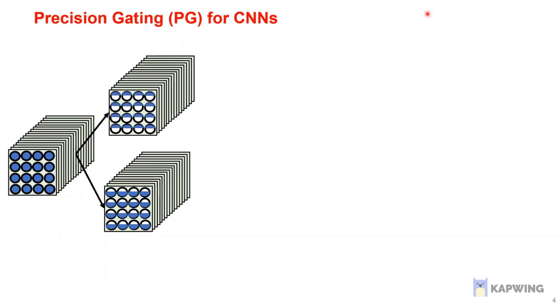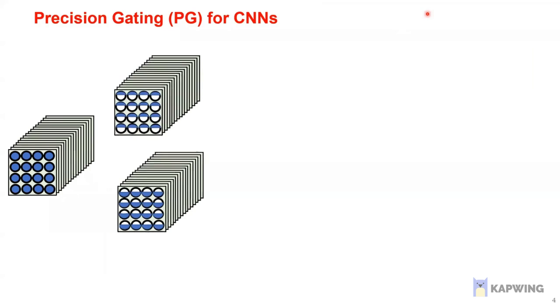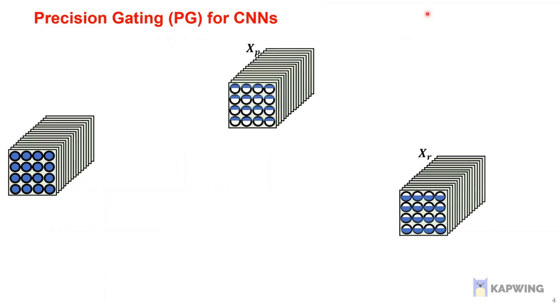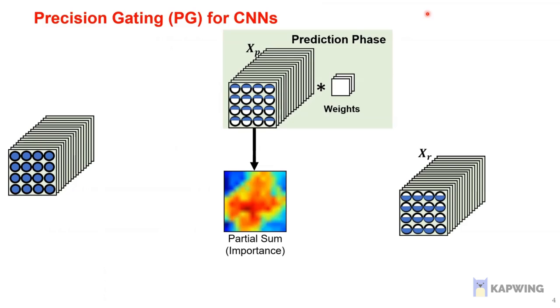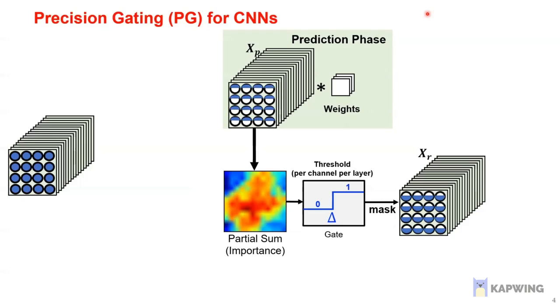Here's an example showing how precision gating works on a convolutional layer. We split the input activations again into MSBs and the remaining LSBs. First, in the prediction phase, we use the MSB activations to generate a partial sum. The partial sum represents the importance of the output features. We then use threshold delta to gate the partial sum to predict important features. This generates a binary mask tensor. Note that each channel in each layer has its own gating threshold delta to make it a fine-grained gating.